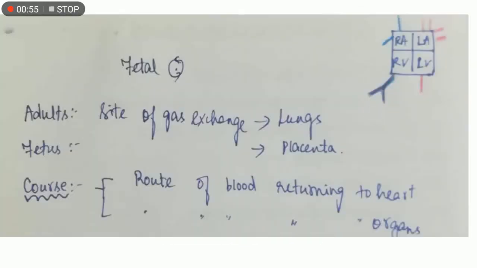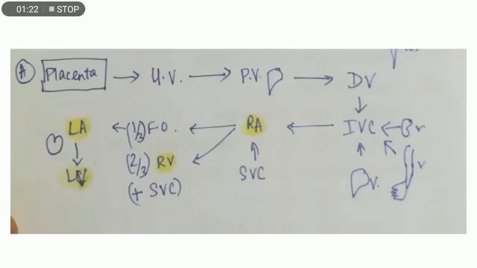So in the fetal circulation, there is a slight change in where the gas exchange occurs. Usually in an adult, gas exchange occurs in the lungs, but since fetuses don't breathe, it occurs in the placenta. So we'll see how the blood travels throughout the body of the fetus under two heads: the route of blood returning to the heart and the route of blood going to the organs from the heart. For the first one, how it goes to the heart.